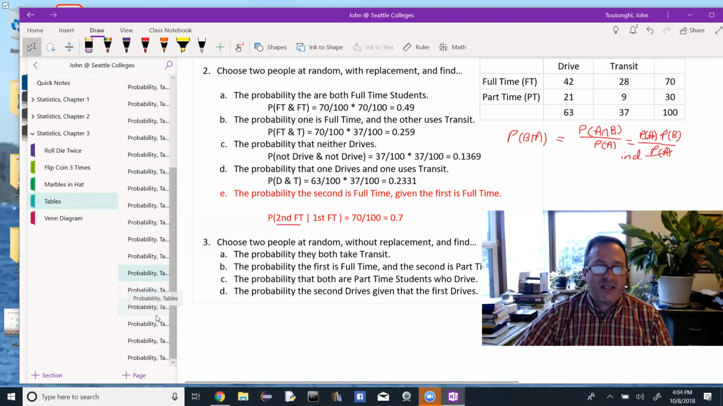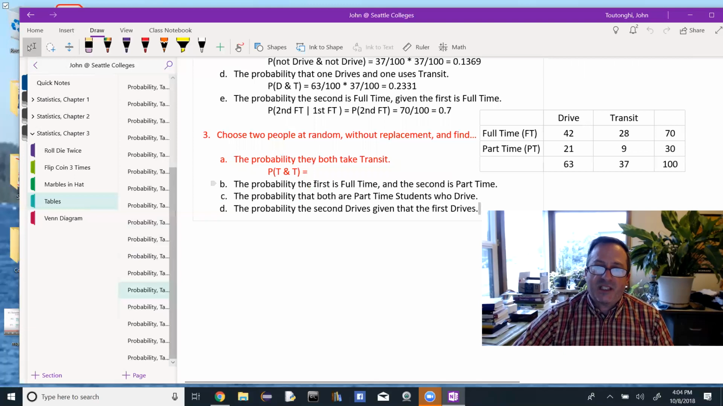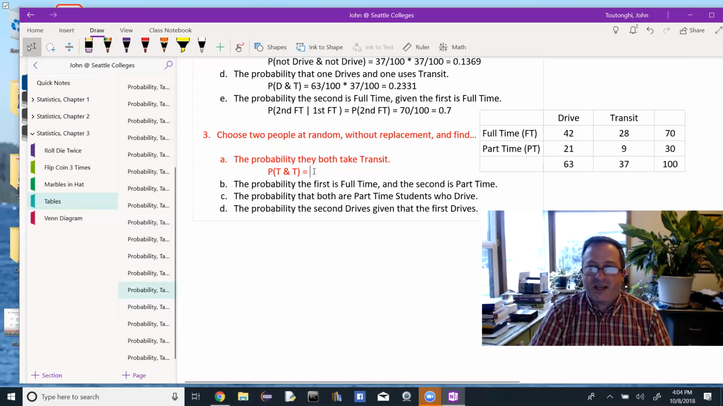All right, and then part 3, similar to what we just did, is just as we go through the problem, we're going to select the 2 people without replacement. So as soon as the first person is gone, it has the potential to change the total of people, goes from 100 down to 99. And then depending on whether we're picking the same type of person or not, it changes how many are available out of that 99. So here it does matter which one's first, but for transit, they're both probability that both take transit. So that's the probability of T and T.